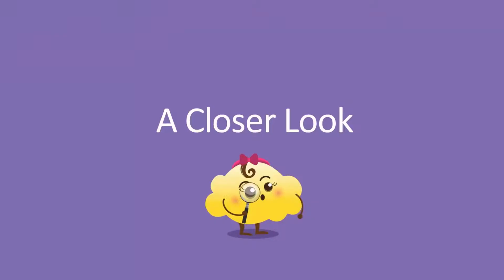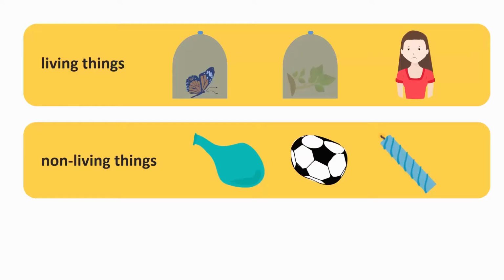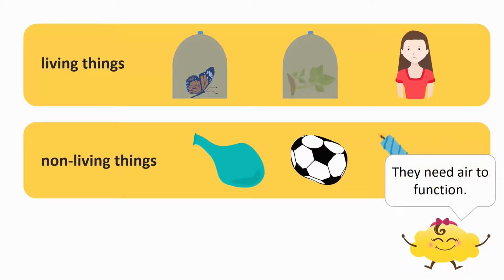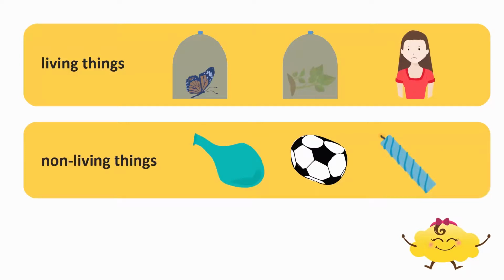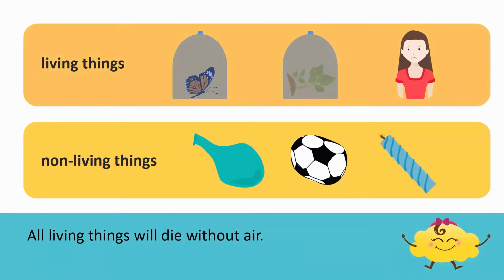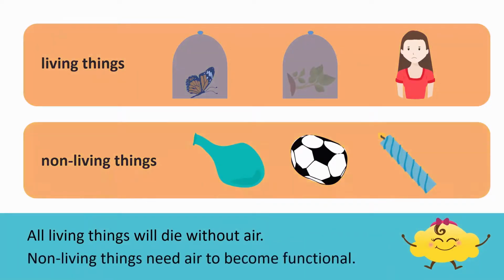Let's take a closer look at how important air is for living and non-living things. Row 1 shows living things and row 2 shows non-living things. What is the one thing common between row 1 and row 2? All these things need air to function. All living things will die without air. The non-living things in row 2 need air to become useful.